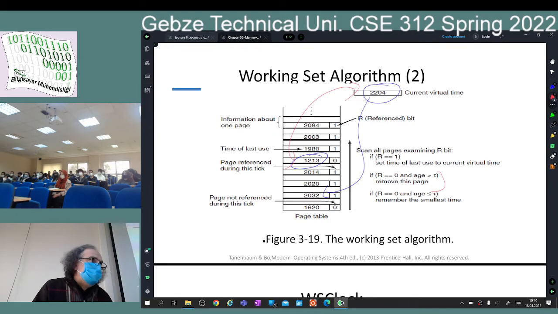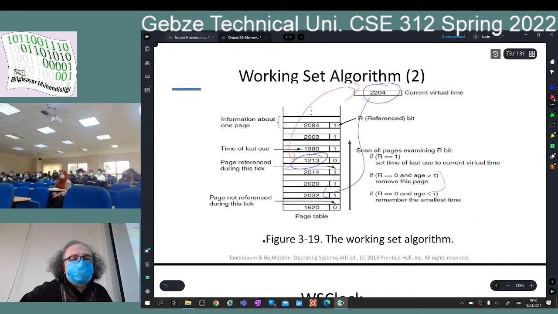Okay, when the page fault happens, you will have to load one page from the memory, and if you don't have any pages available, then you have to replace one. But this one keeps doing the page removal all the time during the clock interrupt.